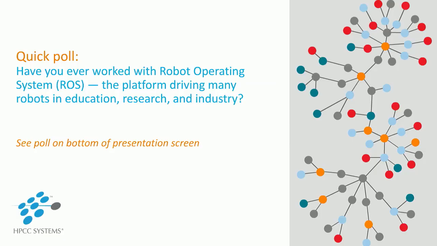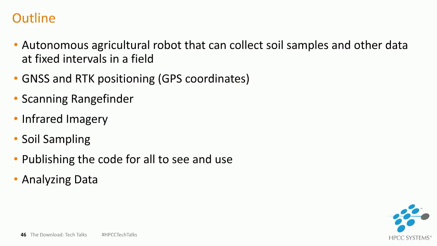So before we get into the bulk of the presentation, I'd like to raise a quick poll. Have you ever worked with the Robot Operating System, abbreviated as ROS? It's a software platform that's used in many different robots across many fields, and it's also used in the agricultural robot, which we'll discuss in the next slide.